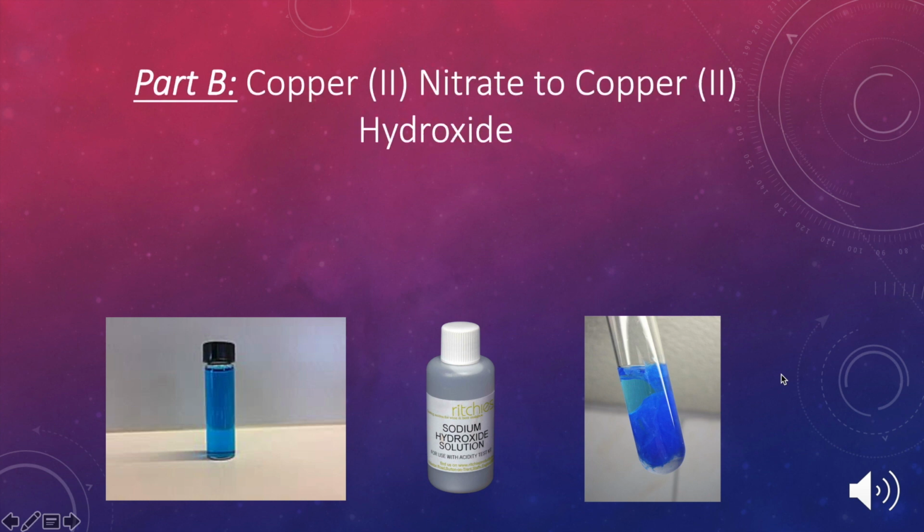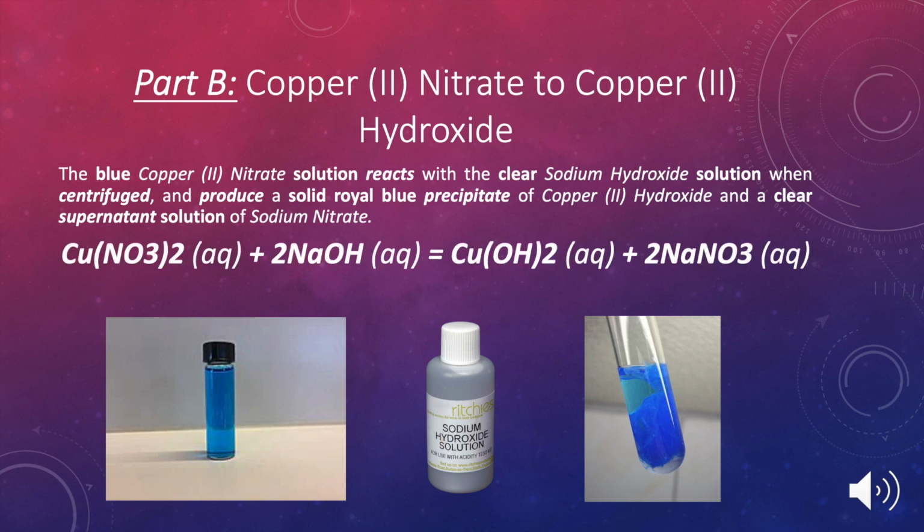In part B, the copper II nitrate was turned into copper II hydroxide. The blue copper II nitrate solution reacts with a clear sodium hydroxide solution when centrifuged and produces a solid royal blue precipitate of copper II hydroxide and a clear supernatant solution of sodium nitrate.